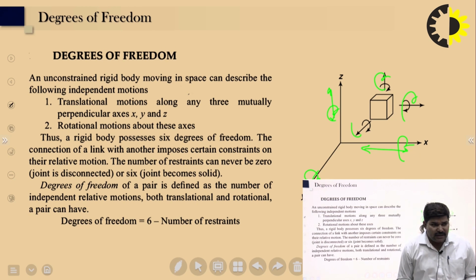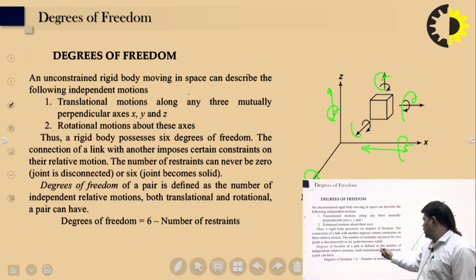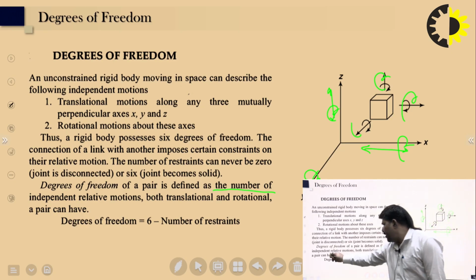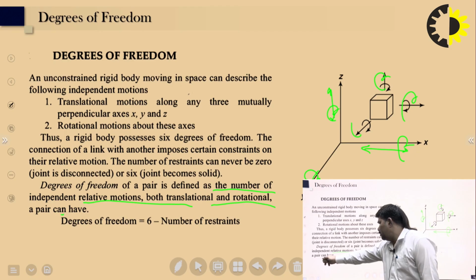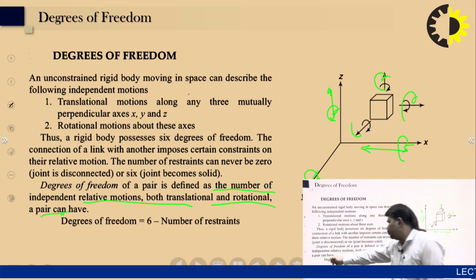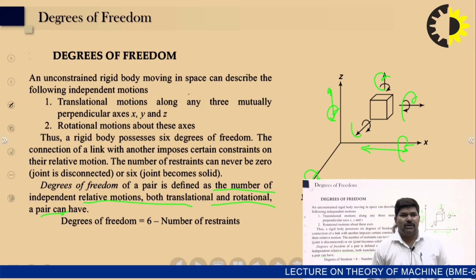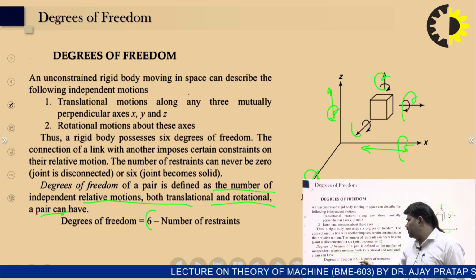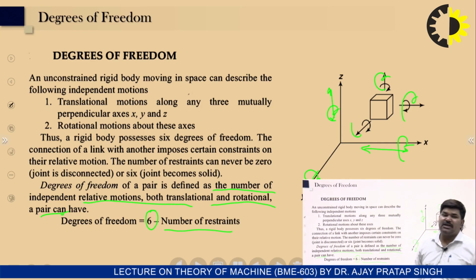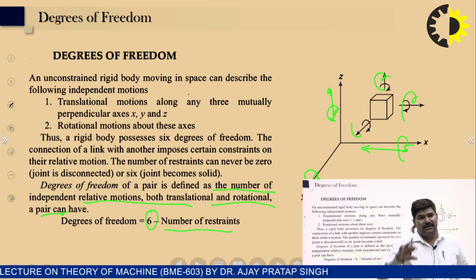So the degree of freedom we can define as the number of independent relative motions, both translation and rotational, that a pair can have. So the degree of freedom is 6 minus the number of constraints, because if a constraint is applied, then degree of freedom is lost.